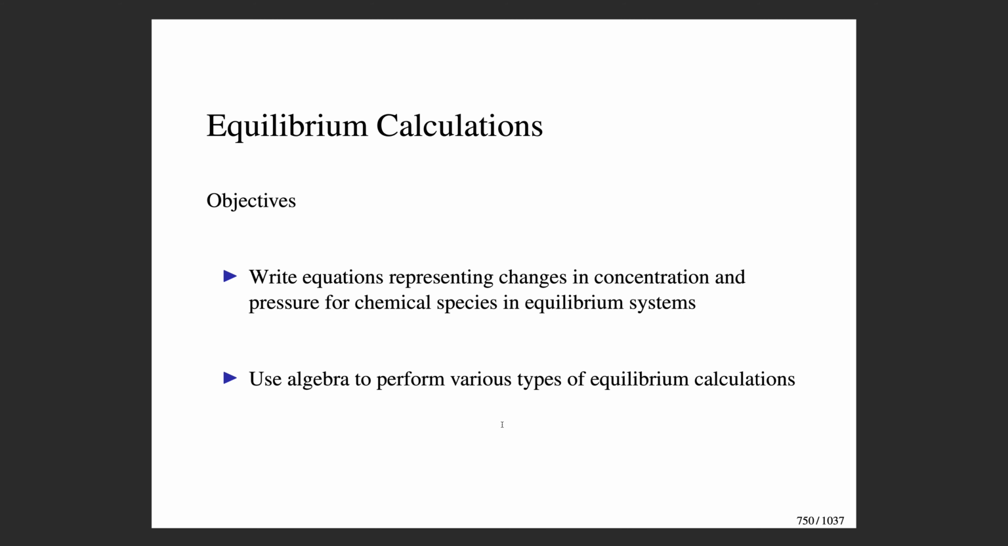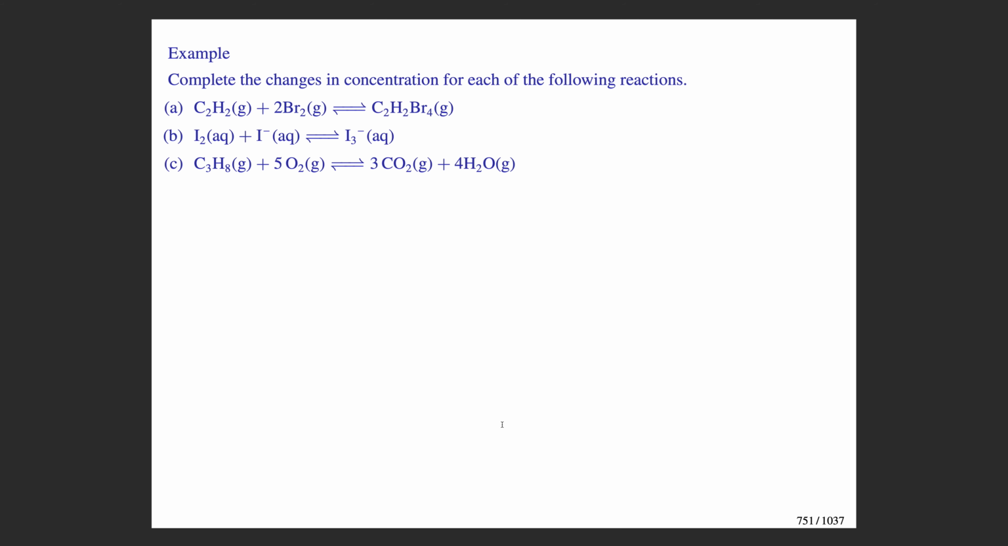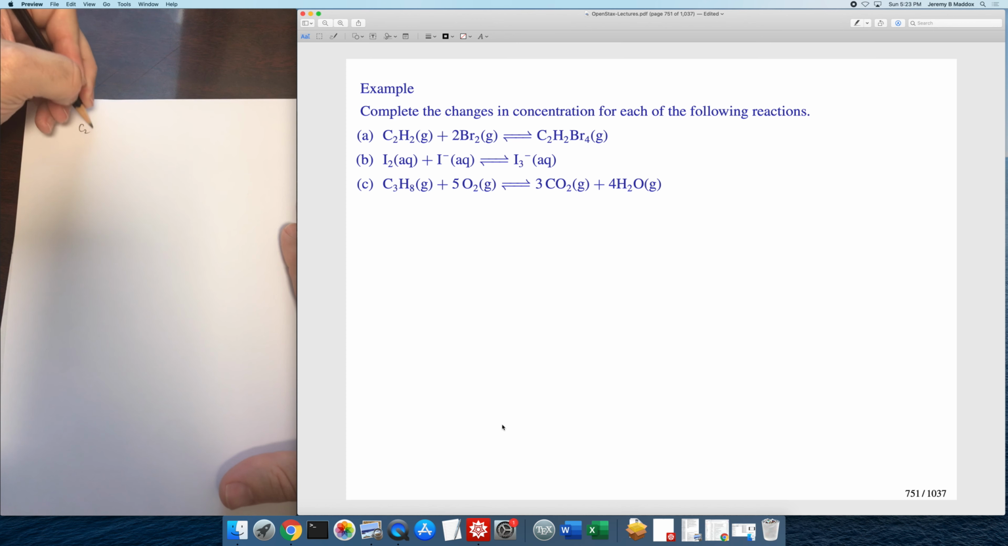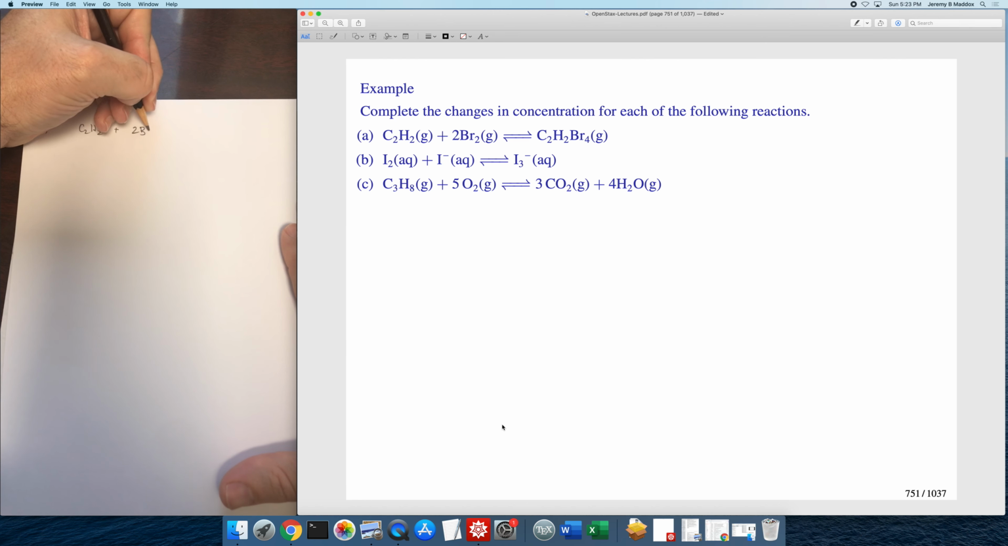Okay guys, in this video we're going to be doing some calculations and I'm going to show you how to use what's called an ICE table for solving chemical equilibrium problems. So in this first example we're just going to learn how to set up the ICE table. What you need to do here is copy down the reaction, and try to leave some room in between the species.